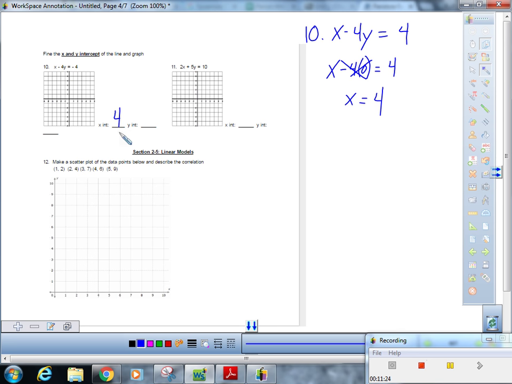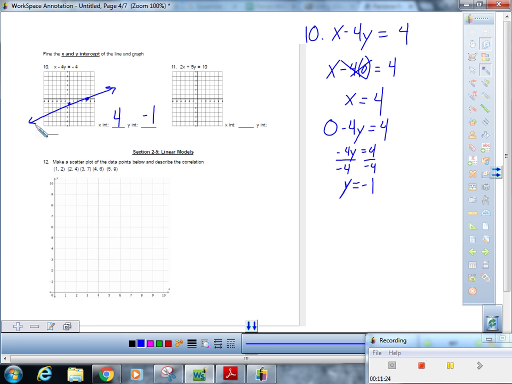Put in a 0 for the x now, okay? 0 minus 4 times y equals 4. So negative 4y is 4. Divide each side by negative 4. And so you get the y-intercept is negative 1. That makes it a lot easier to graph these when you have these. You know the y-intercept's here. You know the x-intercept's there. So that is our line. Okay?